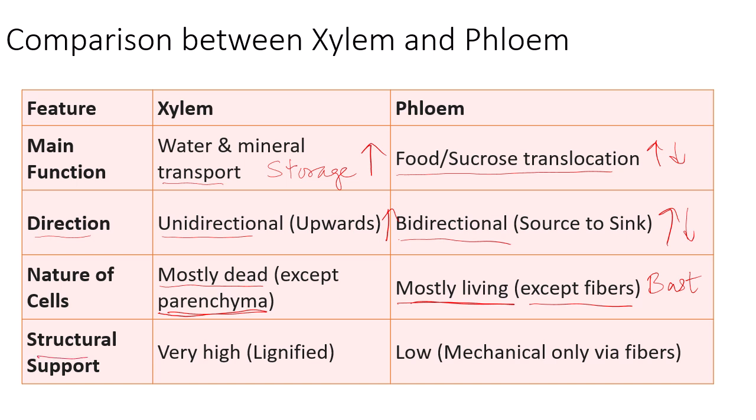And structural support wise, xylem gives much of the support to the plant. So it secondarily works as a mechanical tissue, and phloem also gives mechanical strength, but as compared to xylem, it is less. Thank you.